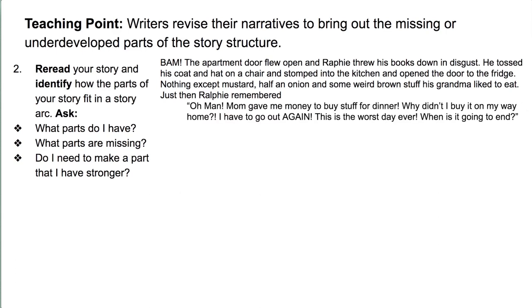Bam! The apartment door flew open, and Ralphie threw his books down in disgust. He tossed his coat and hat on a chair and stomped into the kitchen and opened the door to the fridge. Nothing except mustard, half an onion, and some weird brown stuff his grandma liked to eat. Just then, Ralphie remembered. Oh, man, Mom gave me money to buy stuff for dinner. Why didn't I buy it on my way home? I had to go out again. This is the worst day ever. When is it going to end?